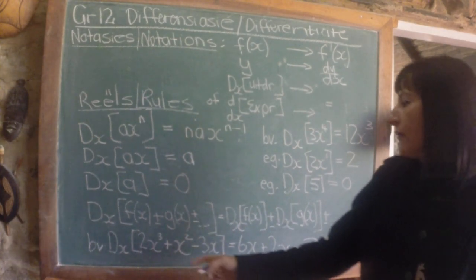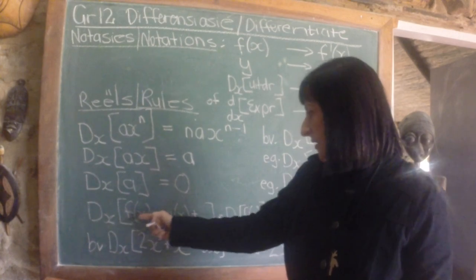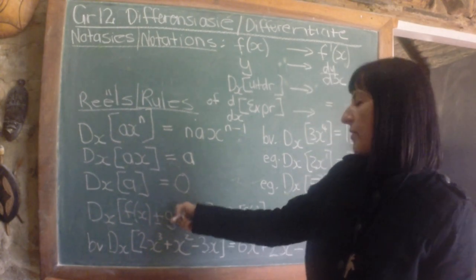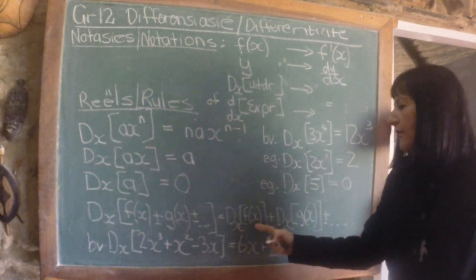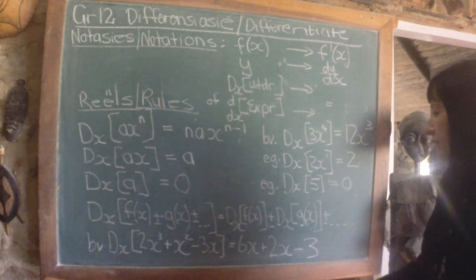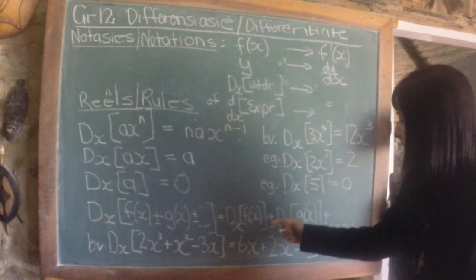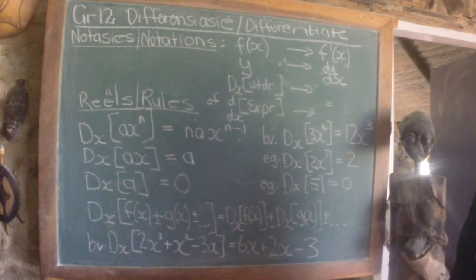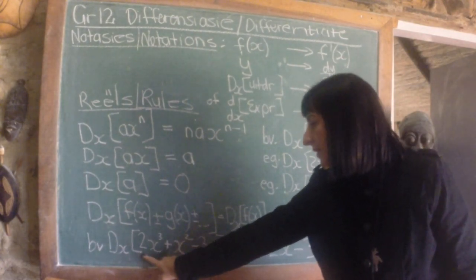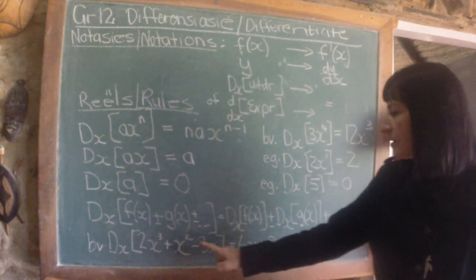En dan as ons die afgeleide kry van 'n algebraiese uitdrukking plus of minus nog 'n algebraiese uitdrukking plus of minus nog 'n algebraiese uitdrukking, dan differentieer ons net elkeen op sy eie. Beteken maar net ons gaan kry die afgeleide van f(x) en dan plus of minus ons dan kry ons die afgeleide van g(x). It's very easy. So if you've got terms in a row, you differentiate them separately and you give the answer.